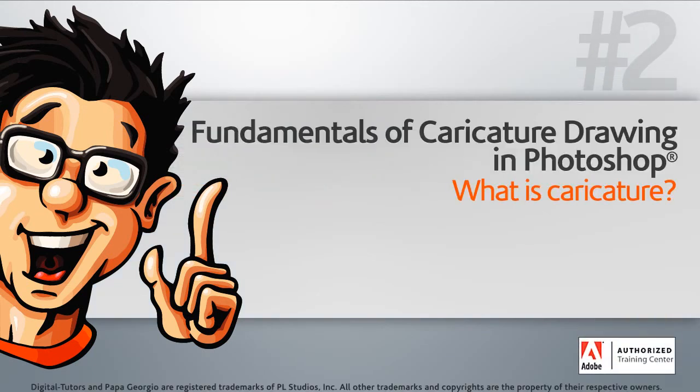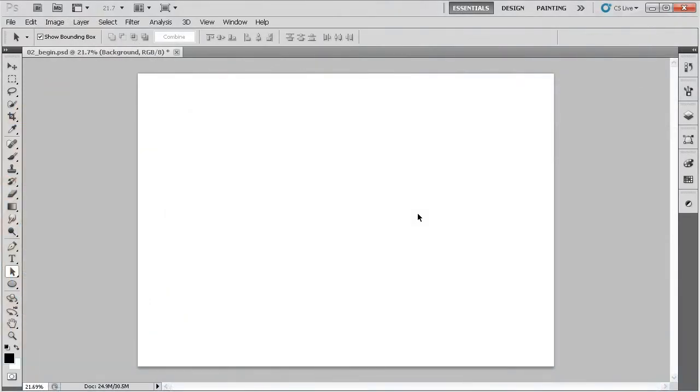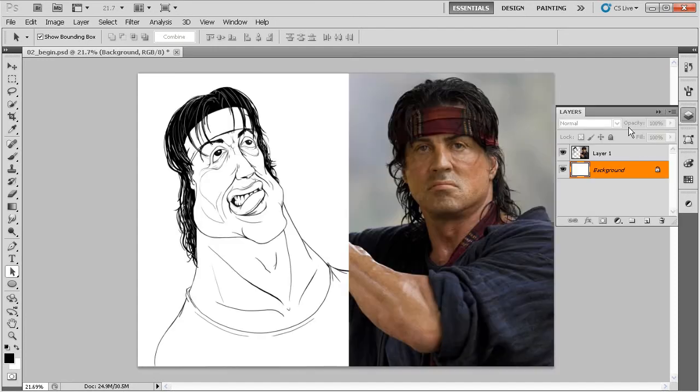In this lesson, we'll learn what caricature drawing is. Alright, so if this is your first time hearing the term caricature, it'd probably be helpful for us to go ahead and start off by letting you know what exactly that means. Let me jump in here and reveal a layer in this document.